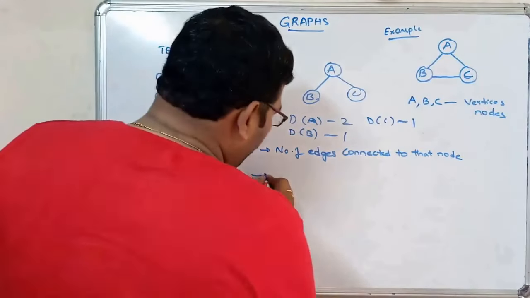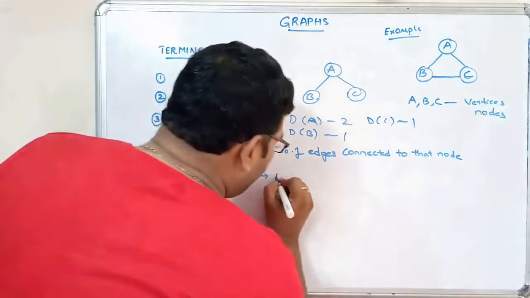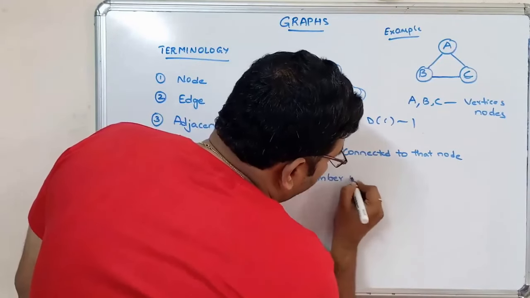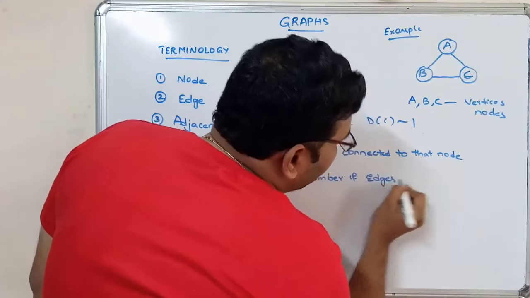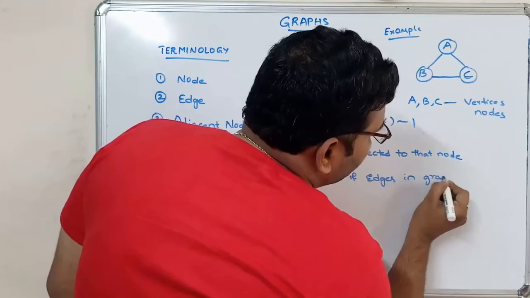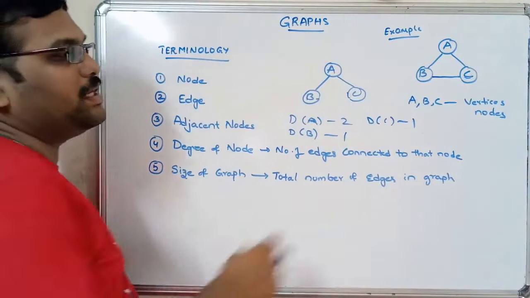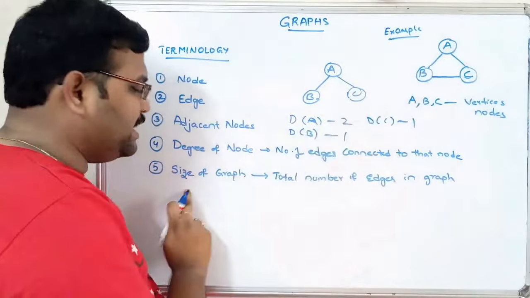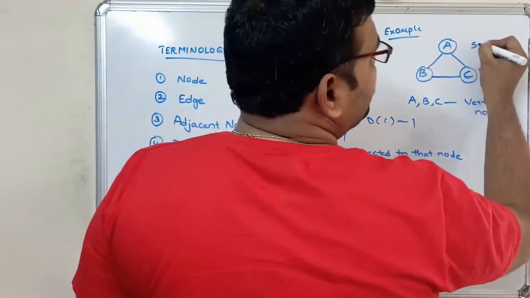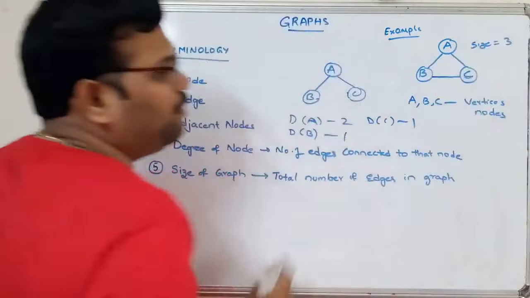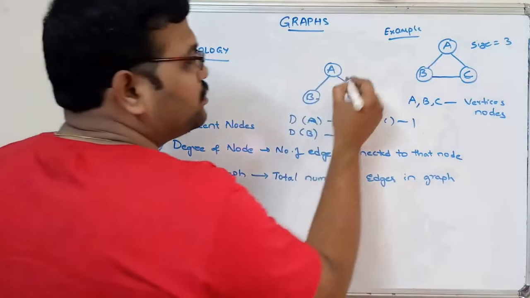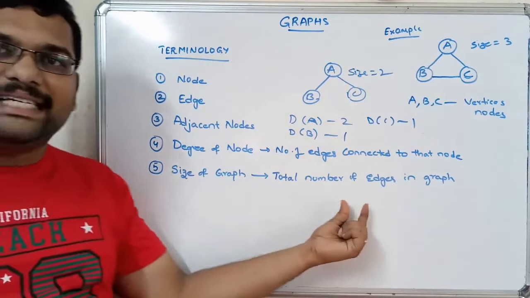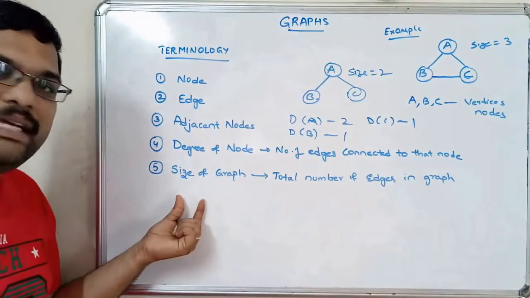Size of a graph. The size of a graph represents the total number of edges in the graph. So let us take this example. There are 3 edges in this graph, so the size of this graph is 3. What about this example? Only 2 edges are there, so the size of this graph is 2. So the total number of edges in the graph represents the size of a graph.